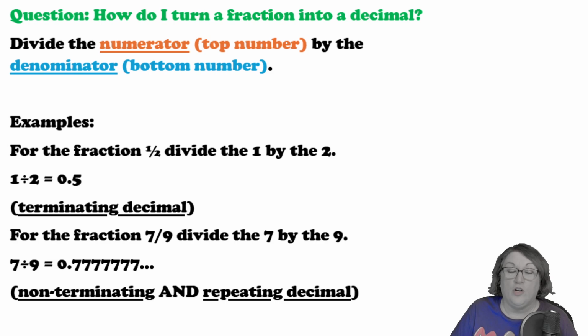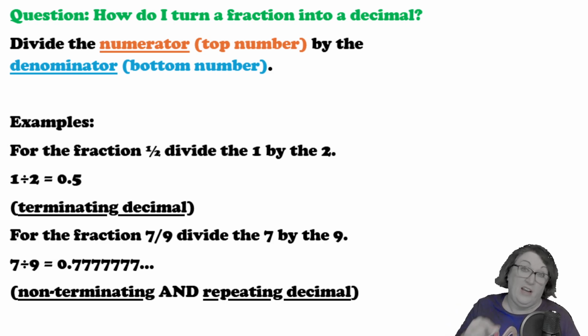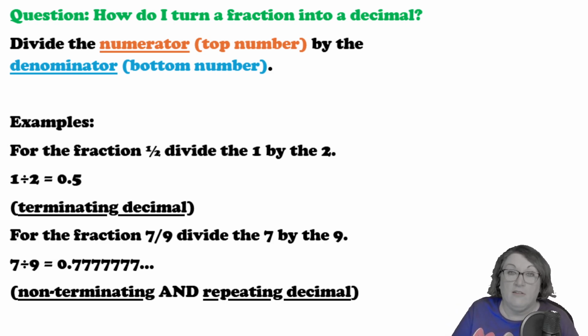So basically, you're going to take the top number and just divide it by the bottom. You can use your Desmos calculator for that, unless you know how to do that mentally, or you can use long division, doing it by hand if you prefer. For the fraction 7/9, you would divide 7 by 9. Now, in this case, it keeps repeating. So that would be a repeating decimal, which we indicate with a repeating bar.